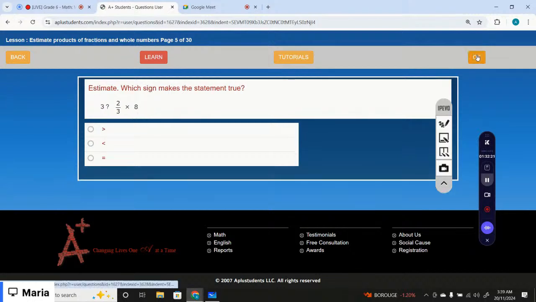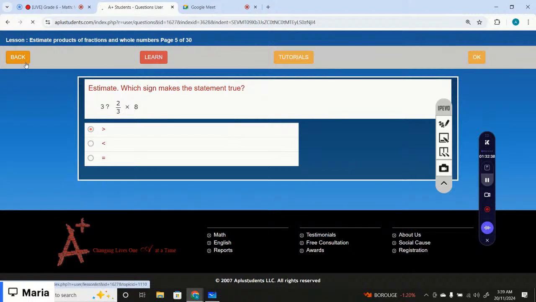Okay, the next one is 8 times 2 by 3. You have to compare it to 3. So, which is the correct option? Greater it is. Okay, you can complete the lesson by yourself later today.